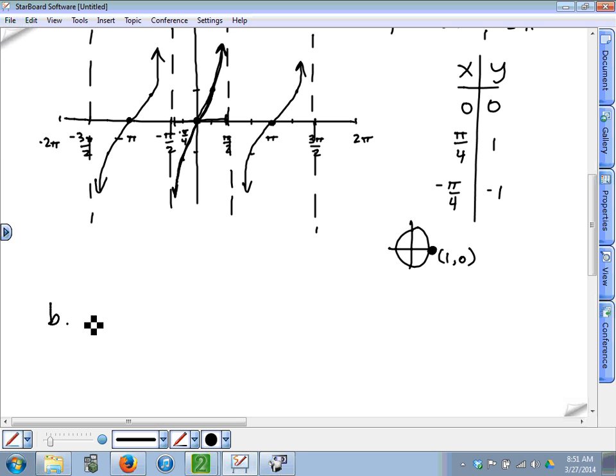What about this one? Let's do part B. What starts to happen when we change the period? Let's say y equals a tangent of 2x. How would you write the domain of a trig function? How would you write the domain?